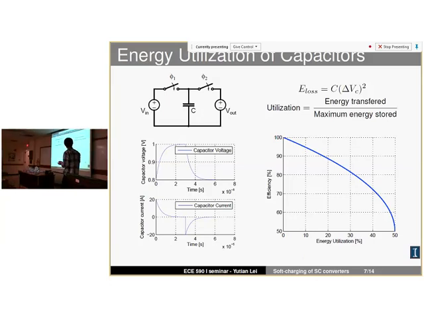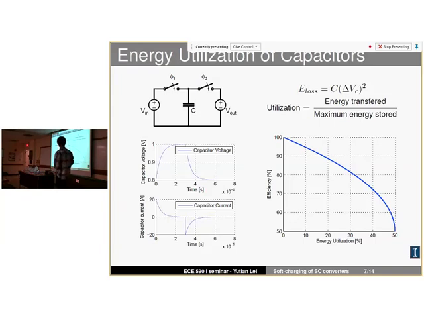So if we want to minimize the power loss, we really want to minimize the voltage ripple of the capacitors. However, think about the energy utilization of capacitors, which is defined as the energy transferred by the capacitor in each cycle divided by the maximum amount of energy stored by the capacitor. The capacitor transfers power by charging and discharging. So if you want to transfer a large amount of power, the ripple has to be large. It has to charge to a higher voltage and discharge to a lower voltage. So if you want to increase the utilization, you really want to increase the ripple.